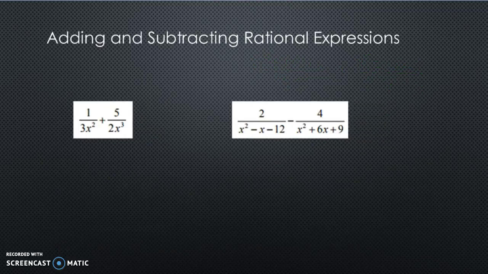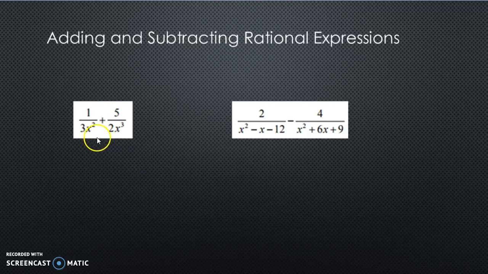And lastly, we looked at adding and subtracting rational expressions. So one thing we have to do before we can combine fractions when we're adding and subtracting is find that common denominator. So that common denominator is something that all of the factors go into. If worse comes to worse, you can always multiply all of your factors.